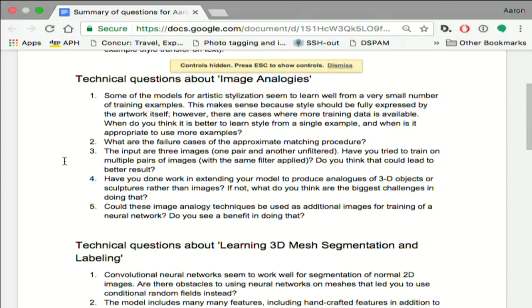So moving on to more questions about image analogies. Have you done any work extending the model to produce analogies for 3D objects instead of just images? What do you think are the biggest challenges? I haven't, but the Style It paper is, I think, the best work on stylizing 3D models. There's also been papers on generating texture over the surface, where you have an example of a textured 3D model and you want to apply that texture. I did a little work on texture synthesis on surfaces. It's a sensible thing to do.